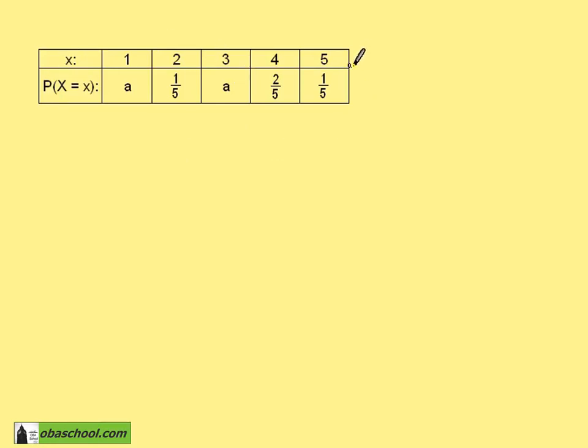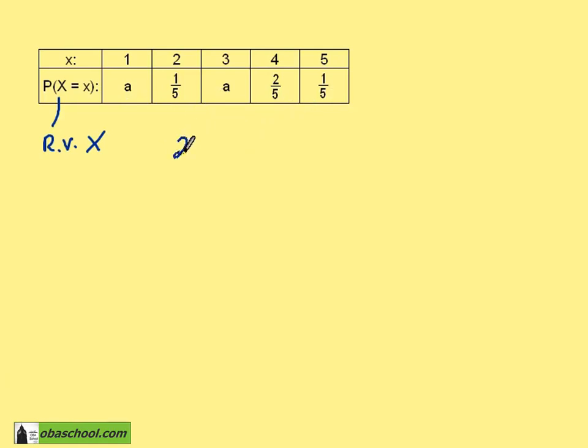Given this probability distribution, we want to find the value of a. We can see here that we have a random variable x, which can take the values 1 to 5. The probabilities for each of the values is listed below.